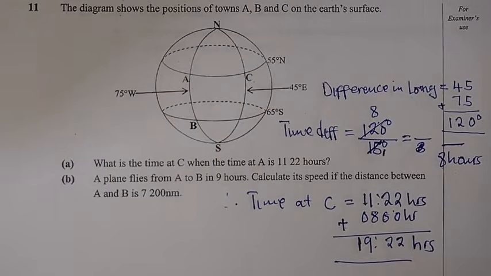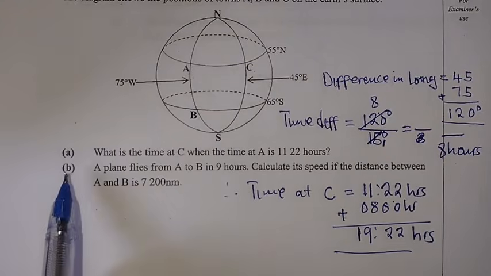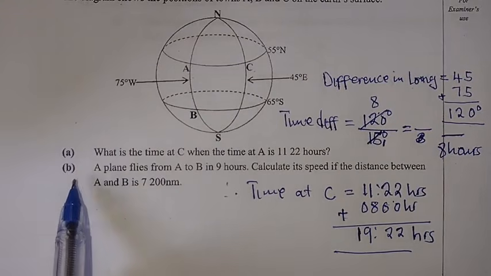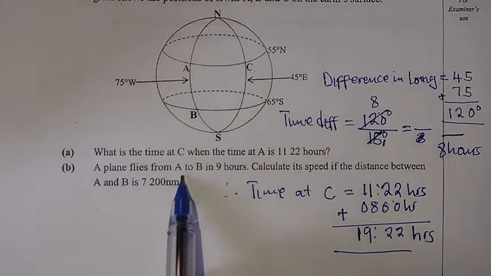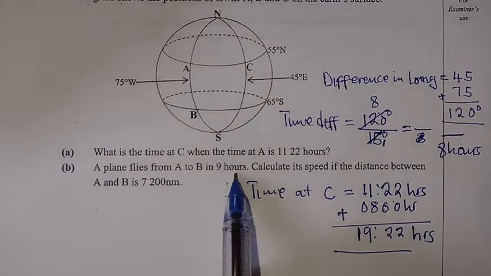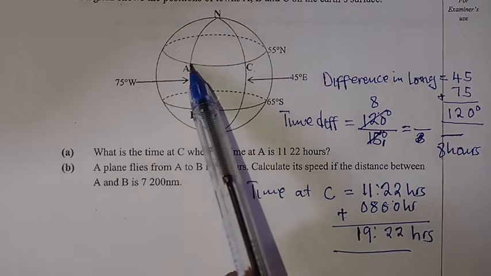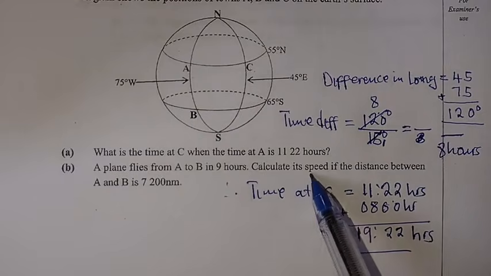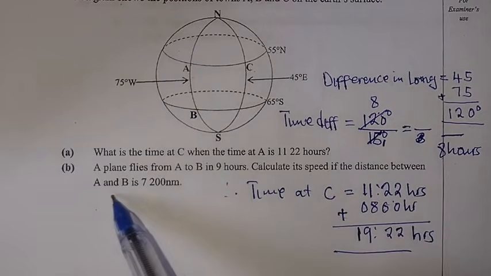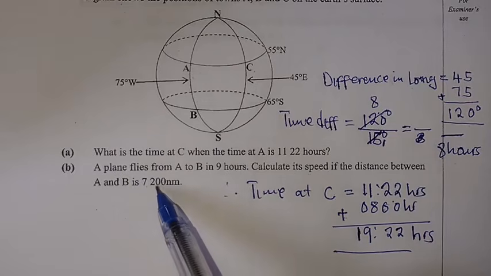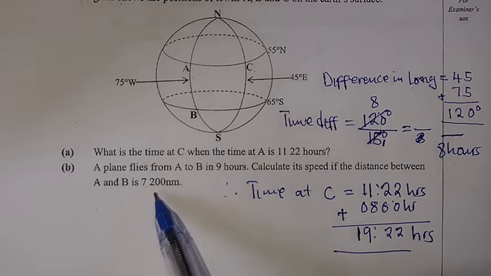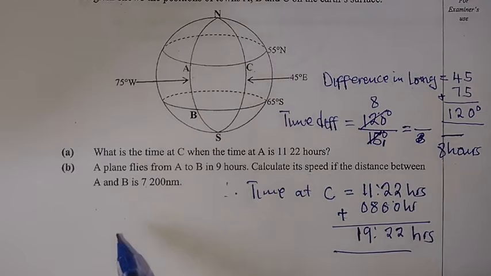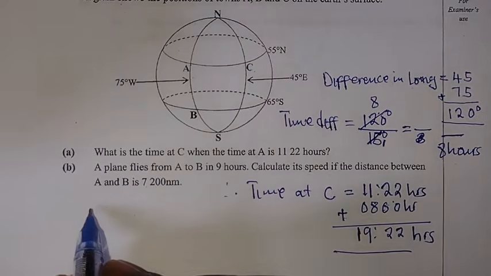We now move on to our question B. Question B reads, a plane flies from point A to point B in 9 hours. Calculate its speed if the distance between A and B is 7,200 nautical miles. Here the distance is in nautical miles, meaning that the speed is going to be in knots. The formula that we are going to use: speed is equal to distance over time.